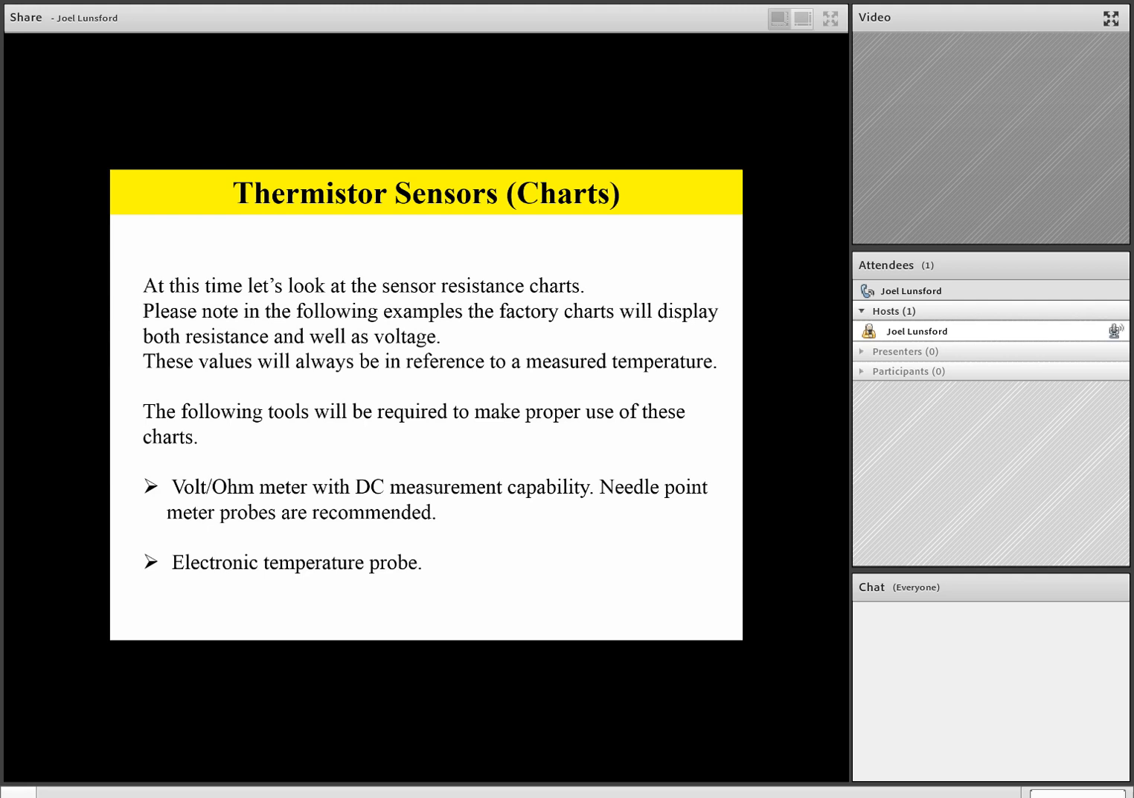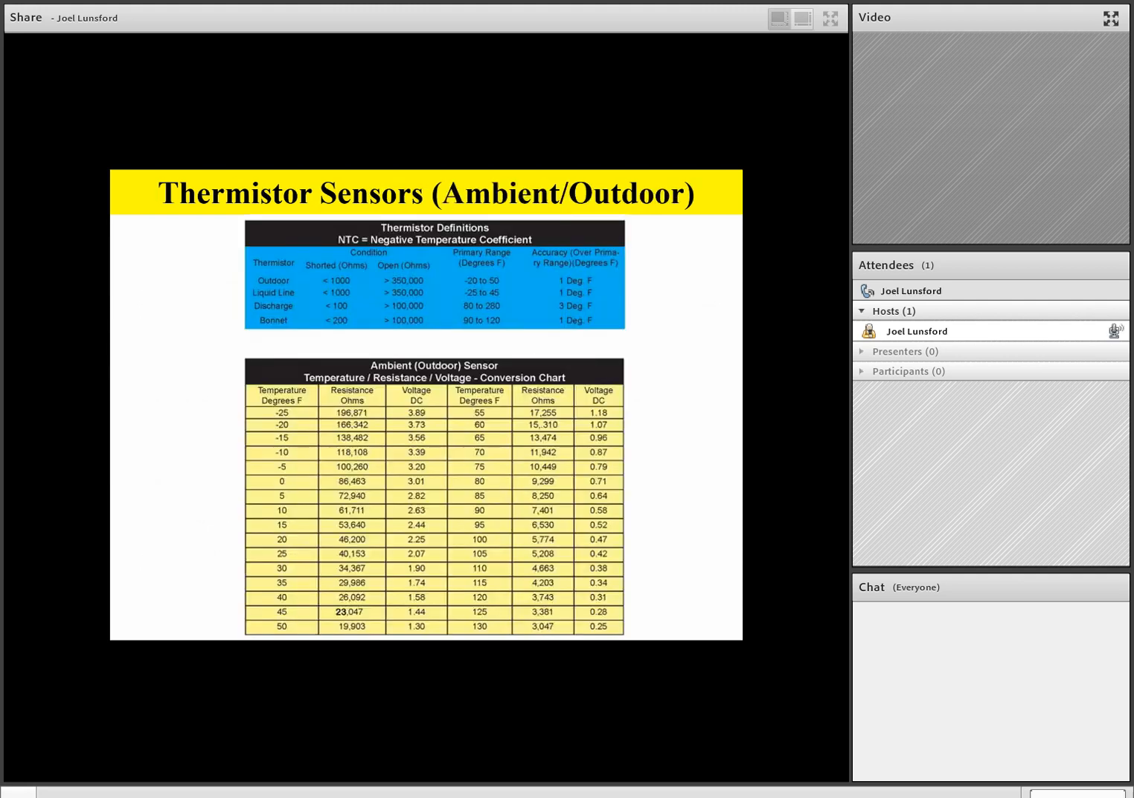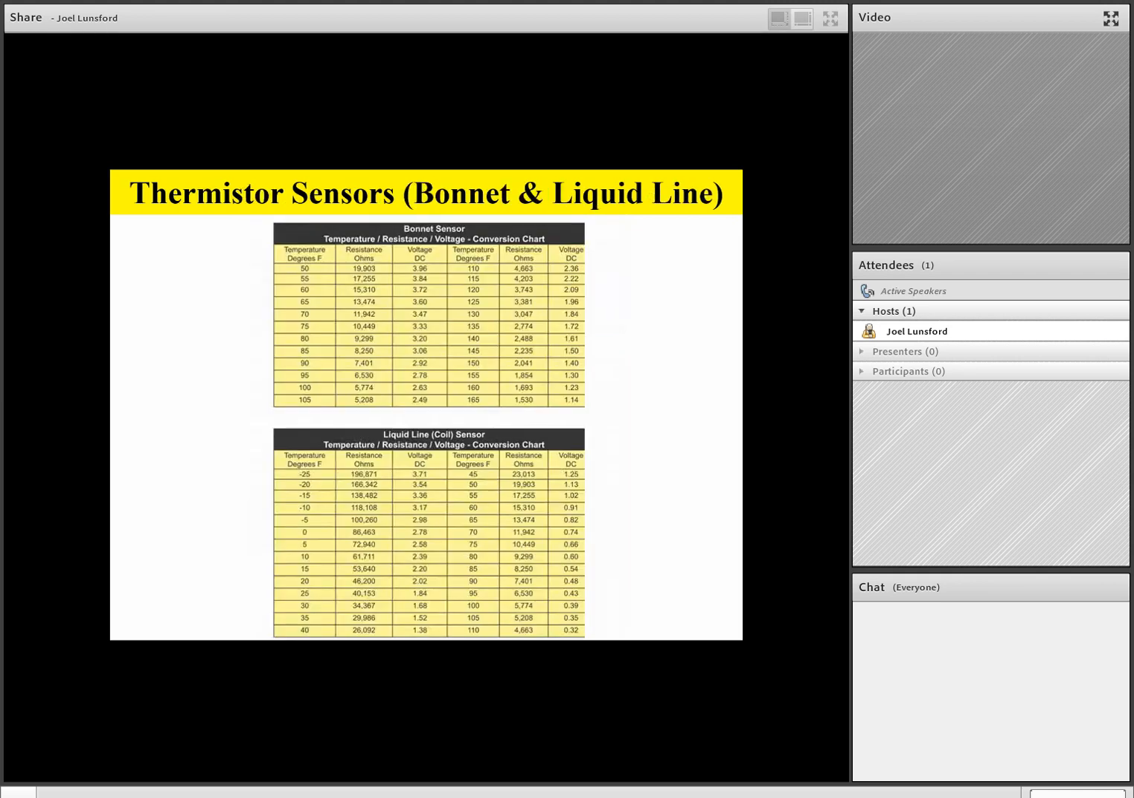And we had reviewed earlier in Module 3 the charts, but again, you do have an ambient outdoor temperature chart in your handout or your workbook. You will also have a bonnet and liquid line sensor chart. You'll also have a discharge line sensor chart in your handout or your workbook.